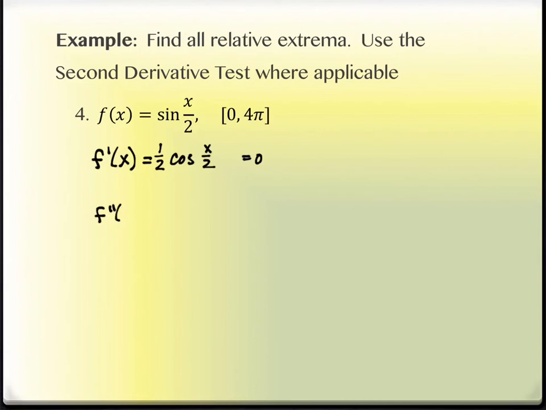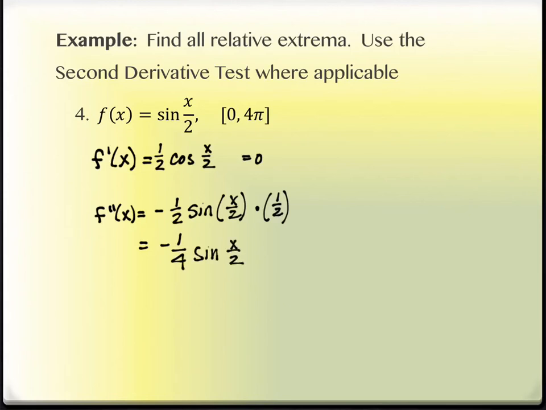Since we're in the mode of finding a derivative, let's continue. So what's the derivative of 1/2 cosine of x over 2? Okay, so negative 1/2, I'm going to write it out just like you said, sine of x over 2, and then times 1/2 again. So I'm going to end up getting negative 1/4 sine of x over 2. Is that okay?